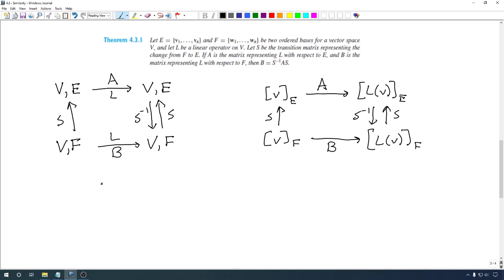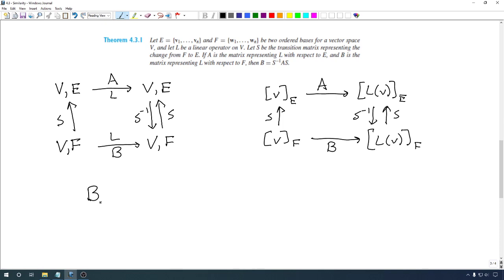And so we can follow the same path. We're talking about what happens if we start over here with this coordinate vector and we want to end up with this coordinate vector. Well, we can just get there by multiplying by B. That's the direct way of doing it. So B times, well, let me put it this way.